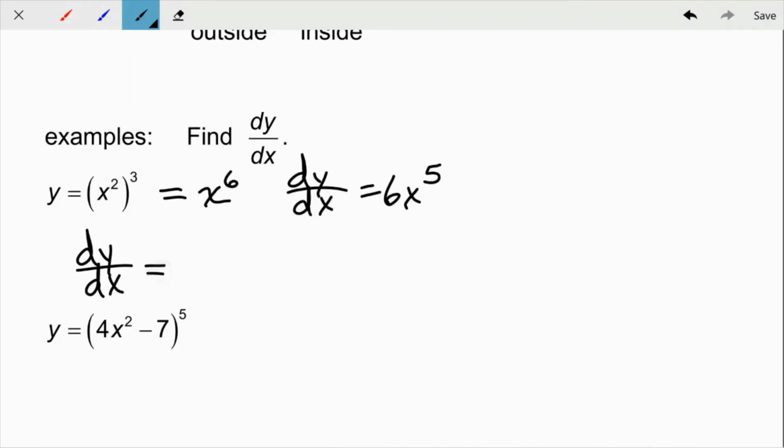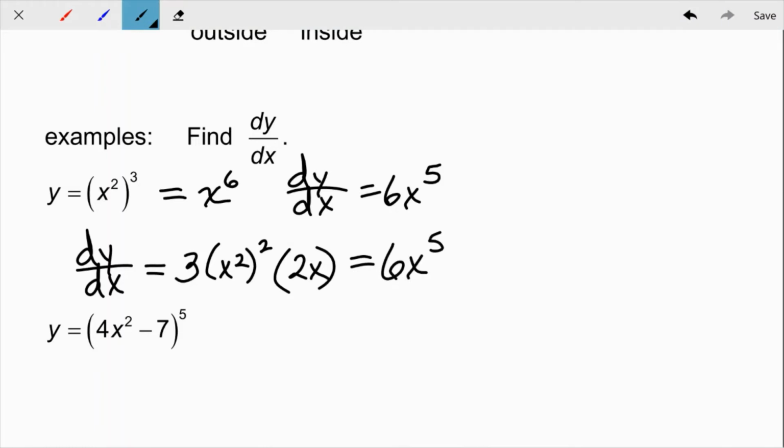Well, in the original form, what's on the outside is the power of 3. So I'd have 3 times (x squared) quantity squared, times the derivative of the inside. Derivative of x squared is 2x. And then notice what we end up with here, which is 6x to the fifth.